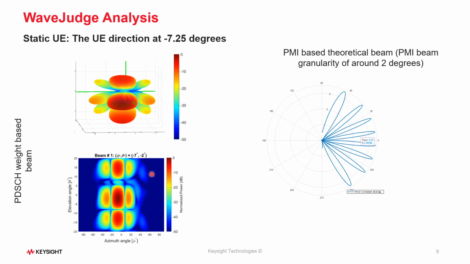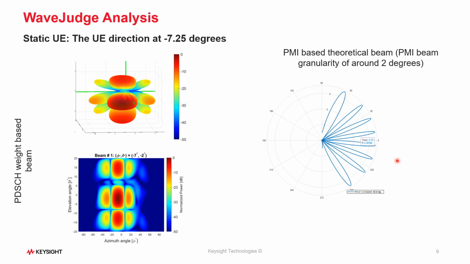beams. As you can see here, the PDSCH beam is focused, or aligned, at -7 degrees in the azimuth plane, which is closely matching the static UE case where the UE direction is at -7.25 degrees. Now we compare this beam with the PMI beams. In the PMI, we can see multiple beams, and also there is one beam at -5.75.